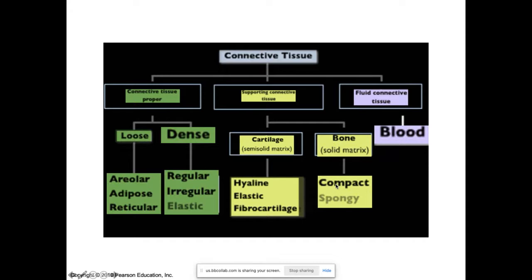We focused more on compact bone with the osteon, the concentric lamellae, interstitial lamellae, lacuna, osteocyte, canaliculi, all of those major parts of the microscopic part of the osteon. And then under connective tissue proper was loose and dense. Loose was areolar, adipose, and reticular, and dense was regular and irregular.